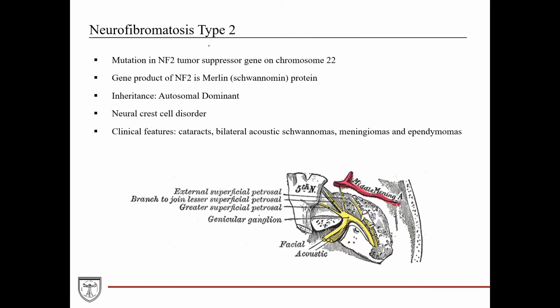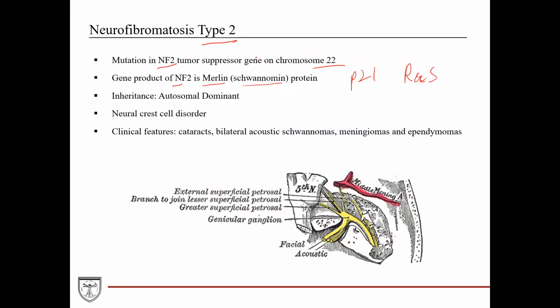So neurofibromatosis type 2 is a mutation in the NF2 tumor suppressor gene on chromosome 22. And you can remember that, type 2, NF2, chromosome 22. And the gene product of NF2 is Merlin protein or schwannomin. And this is a protein that regulates cellular proliferation. And some pathways that it impacts particularly are the P21 and RAS pathways, among others. Those are just the 2 notable.